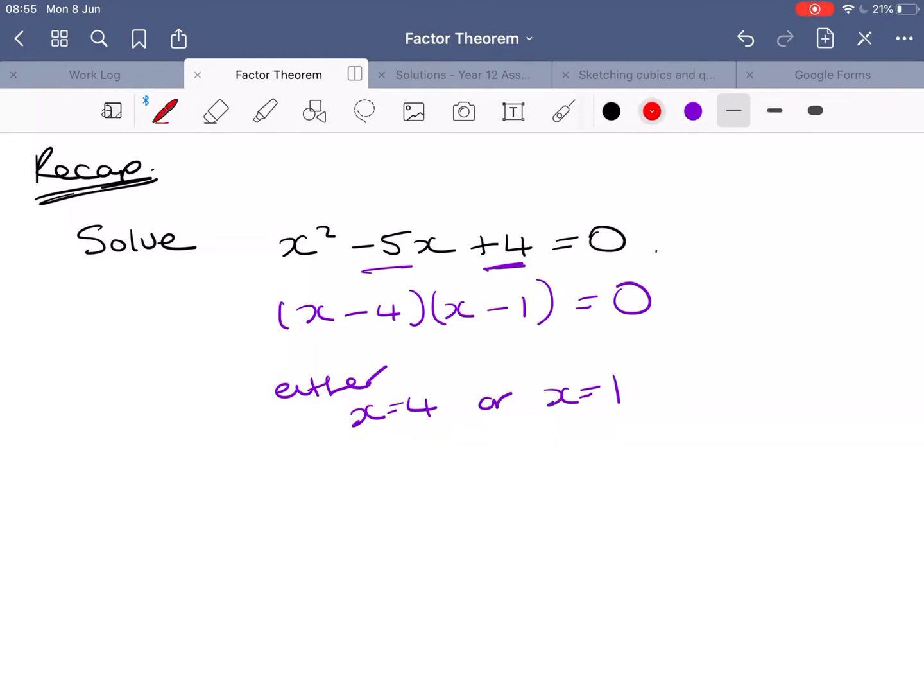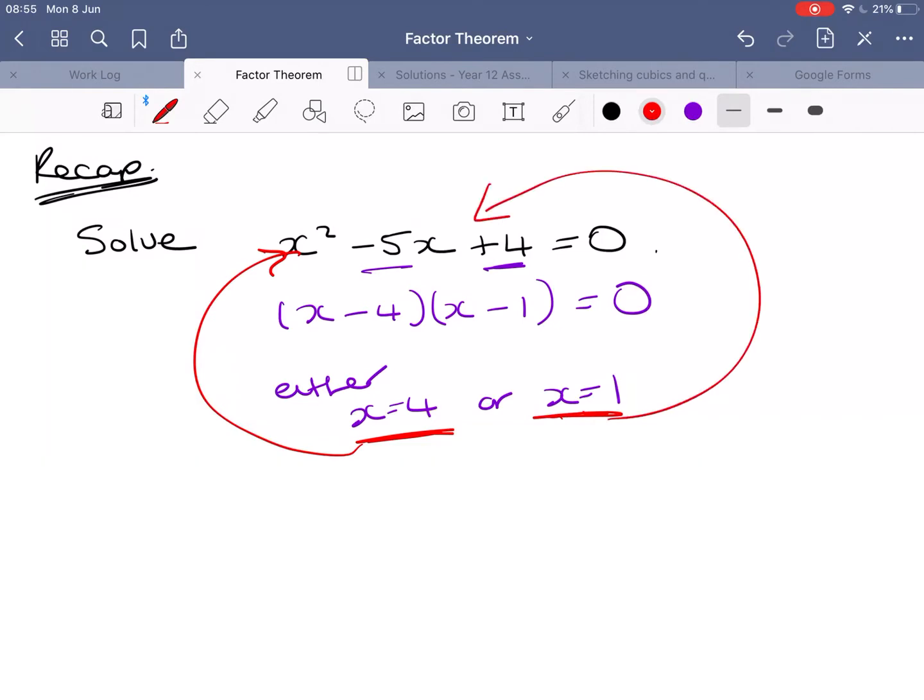But what does that mean? What it means is my solution of x equals 4, if I put 4 into my original quadratic, my answer would be 0. If I put 1 into my original quadratic, the answer would be 0. If I used any other number, it wouldn't be 0. So let's check it out. 4 squared minus 5 lots of 4 plus 4. Well, that's 16 minus 20 plus 4. Guess what? Yeah, it equals 0.